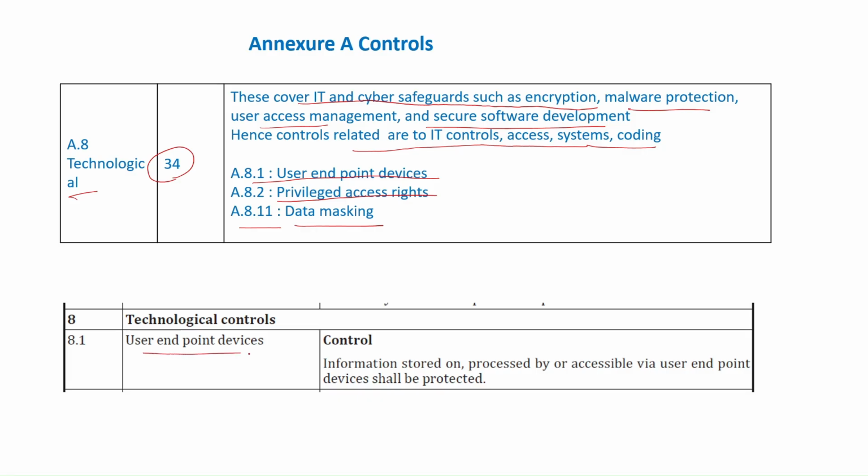For example, 8.1, let's understand user endpoint devices. This control says information stored on, processed by, or accessed via user endpoint devices shall be protected. That means every endpoint device, every device that is used for storing or processing any information should be secured. How will you secure it? Using endpoint security. So it depends on an organization how they are going to secure the endpoint device. But it says that you make sure your endpoint devices are secured, protecting our information.